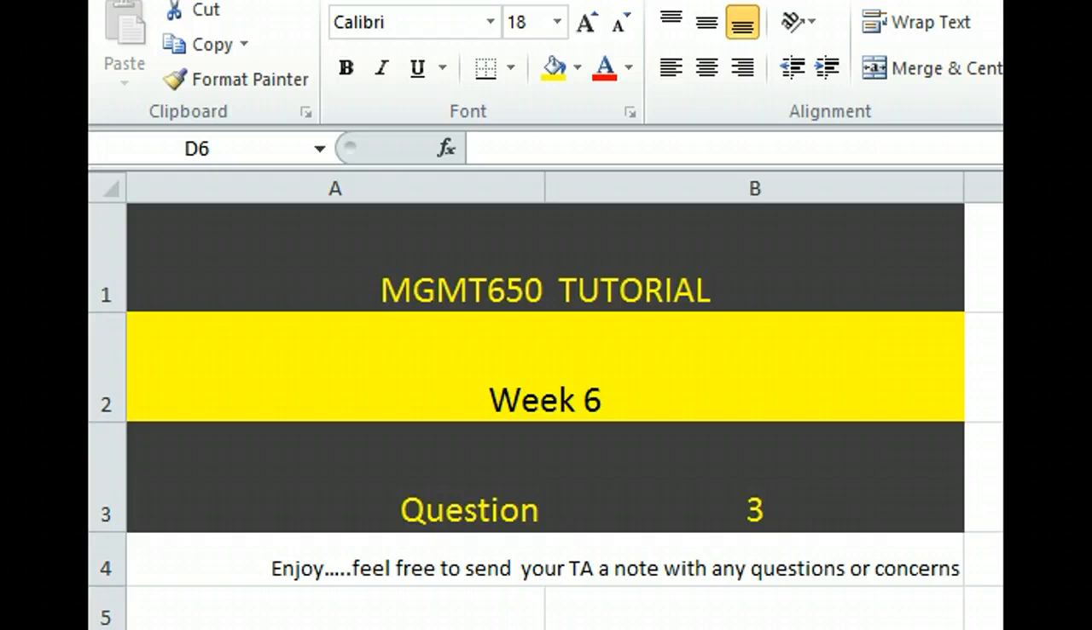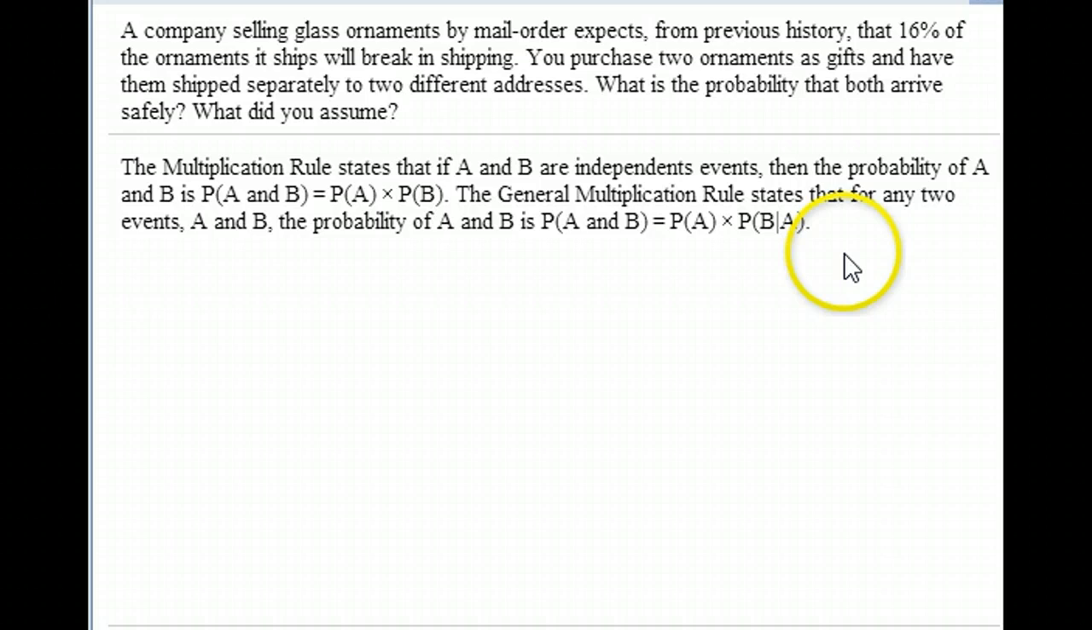This is week 6, question number 3, and let's dive right in. The question reads that a company selling glass ornaments by mail order expects from previous history that 16% of the ornaments it ships will break in shipping. You purchase 2 ornaments as a gift and have them shipped separately, and this is going to be very important. They're shipped separately to 2 different addresses. What is the probability that they both arrive safely, and what did you assume?